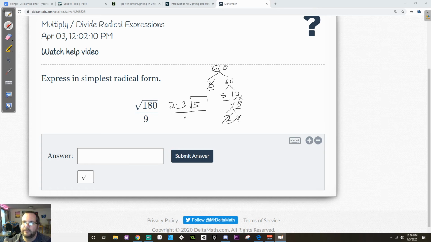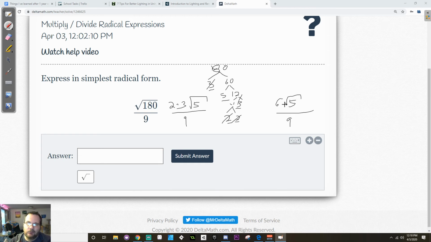And then this is over 9. So now, 2 times 3 is 6. So 6 is outside the house. 5 is still inside the house. And 9 is on the bottom. And you do need to reduce this as a fraction. Now, reducing it as a fraction, you cannot reduce this 5 with the 9 because one's inside the square root and the other's not inside the square root.